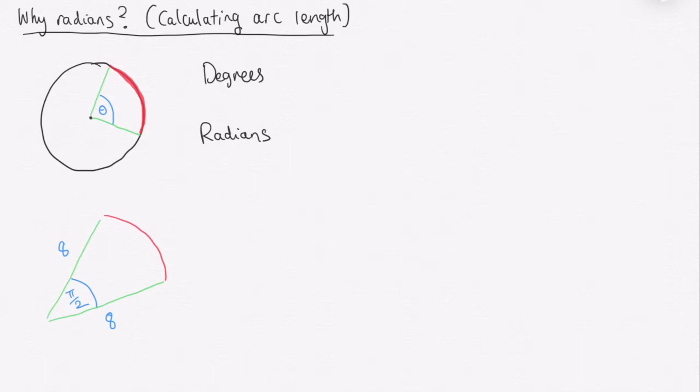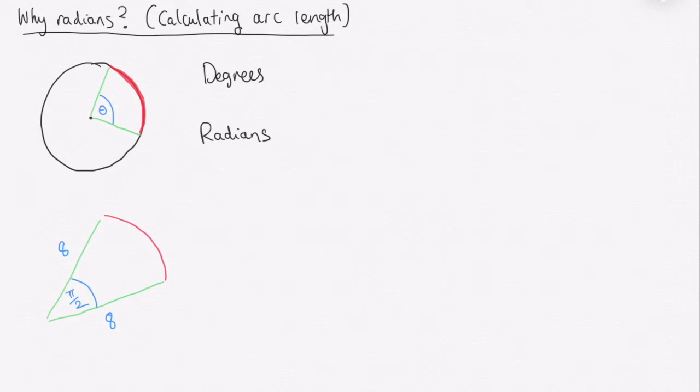In this video, I want to give you one of many reasons why we might prefer to use radians rather than degrees. And I want to look at how we calculate arc length. So if we were working in degrees, we know we would take the fraction of the circle.